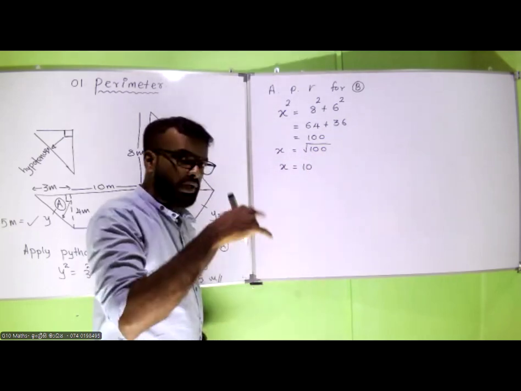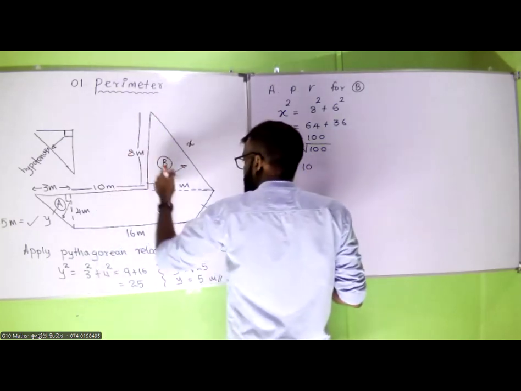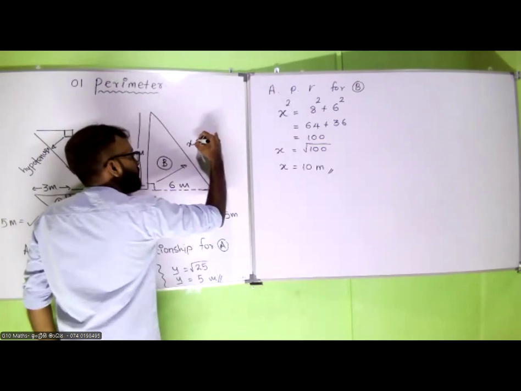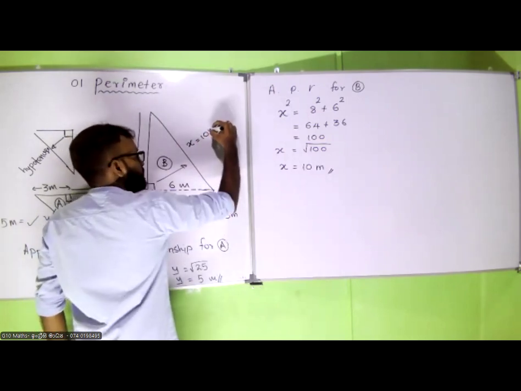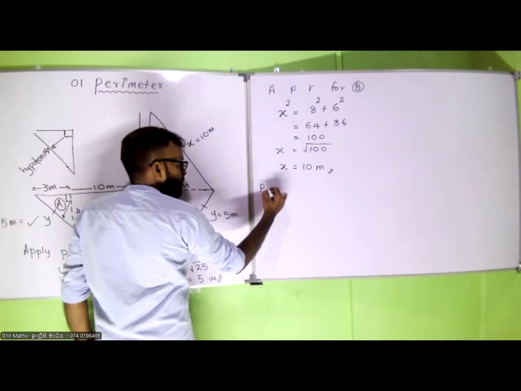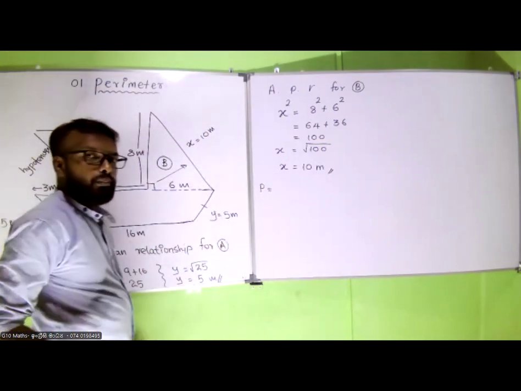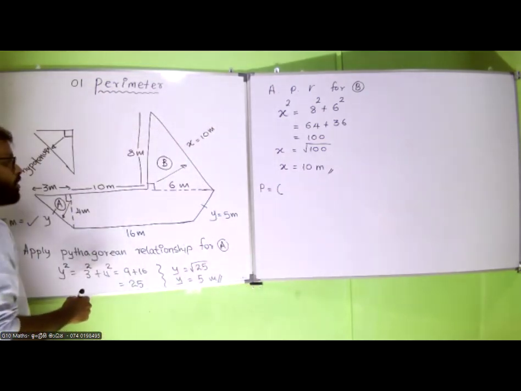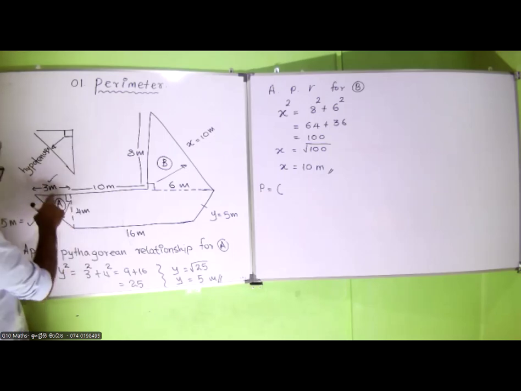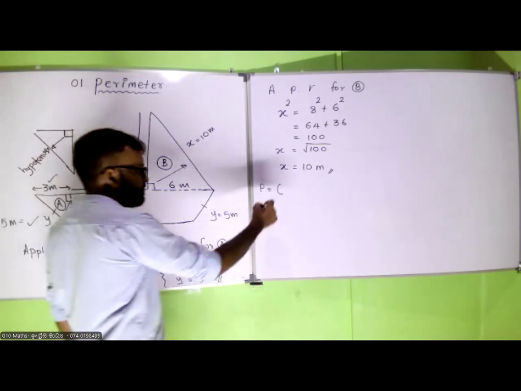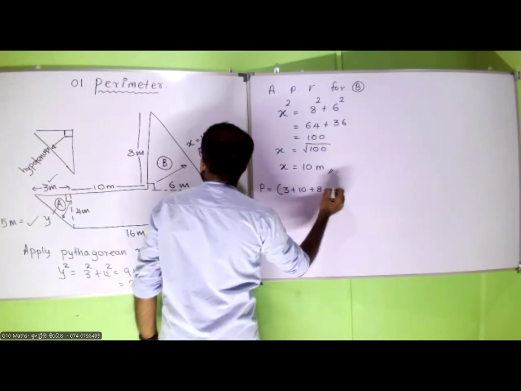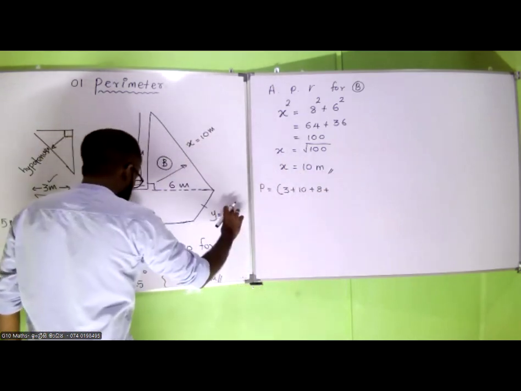Is it centimeter or meter? It should be meter. And now this has been done. 10 meter. Now you can find the perimeter of the figure. All the lengths are in meters, so I will use brackets. Each and every time I'm not going to write meter, meter, meter. I will begin from here: 3 plus 10 plus 8 plus 10 plus 5 plus 16.